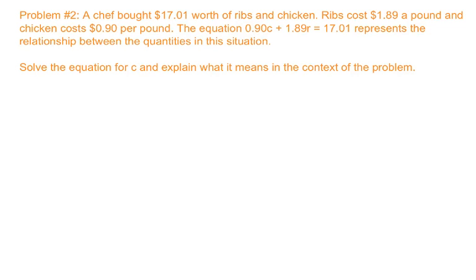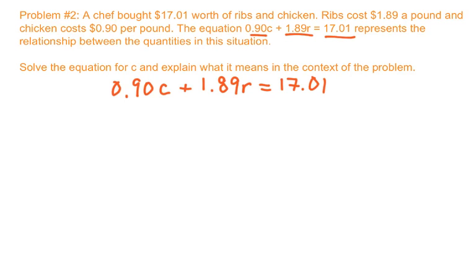Again, I want to reference 0.9 references the cost of the chicken per pound, 1.89 references the ribs cost per pound, and 17.01 represents the total that the chef spent or bought. We're going to, in this case, solve the equation for C and then explain what it means in the context of the problem. So the very first thing I'm going to do is rewrite the equation and underline the variable that I'm going to be solving for.